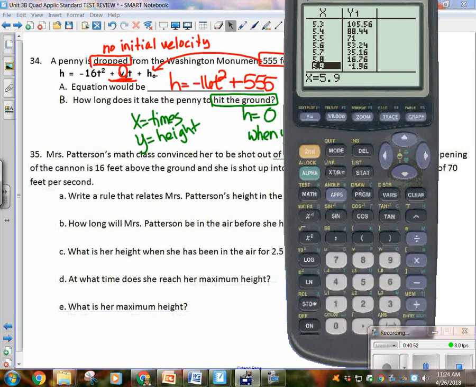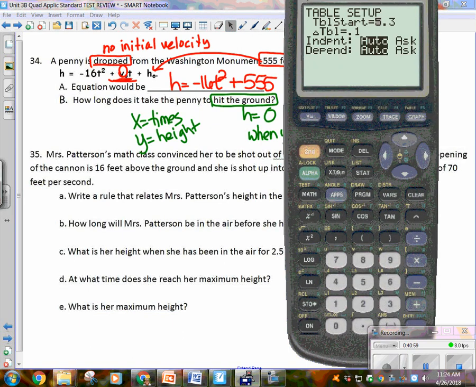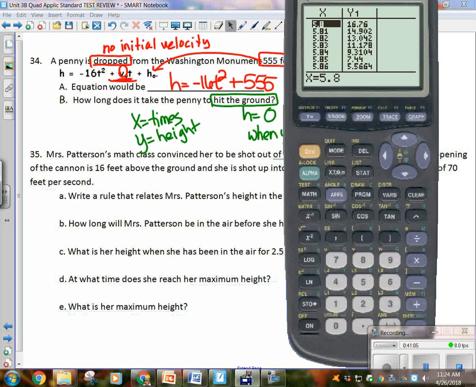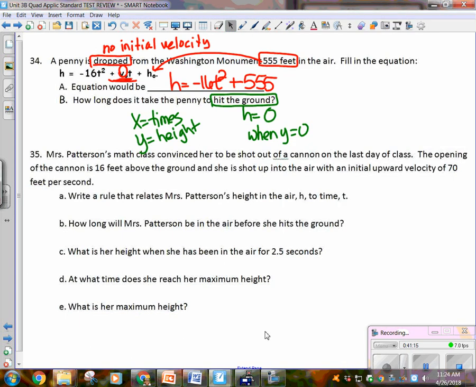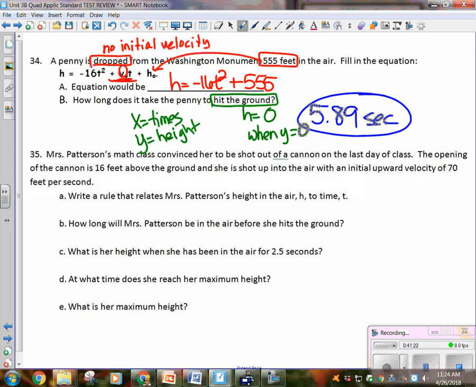Let me break down one more time. This time I'm going to start at 5.8. And I'm going to say 0.01. Now let's go back to the table. When do I get as close to the ground as 0 as possible? So it looks like 5.88 or 5.89. I would accept either answer. So 5.89 seconds. Okay, that might be the closest one.